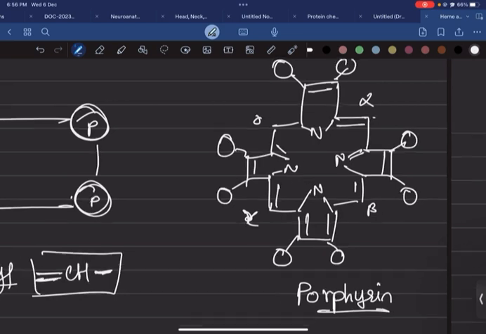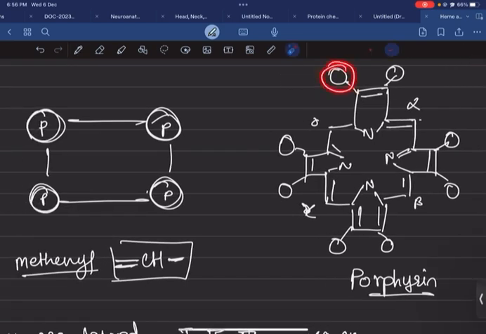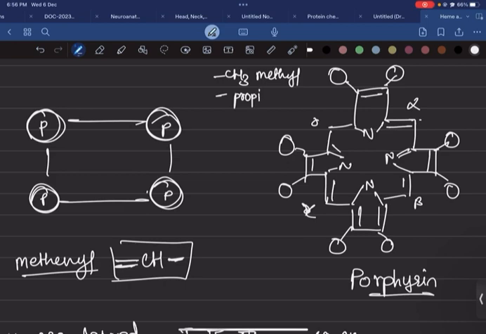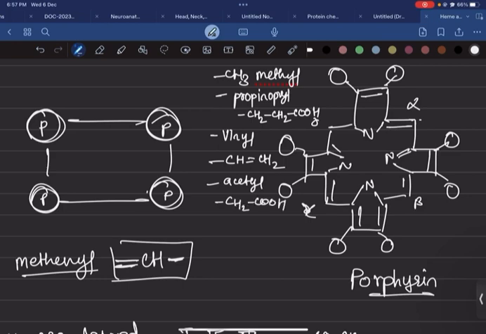Now what happens is, on each pyrrole ring you can see there are these side chains. Each pyrrole ring has 2 side chains. By side chains I mean small carbon-containing linear chains. So these can be methyl, right? These can be propionyl. Propionyl looks like this. See, it's like propionic acid. So it's CH2 CH2 COOH. Okay, this is what it looks like. Then you can have a vinyl group, which is CH double bond CH2. The double bond is between the first and second carbon. And then also you can have an acetyl group, which is just like acetic acid, which is CH2 COOH. Okay, so these are the groups that you can have: methyl group, propionyl group, vinyl group, acetyl group.